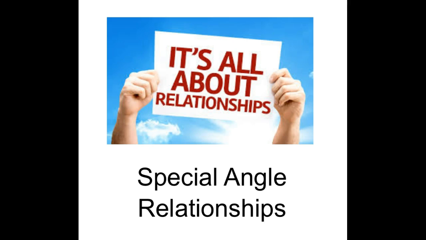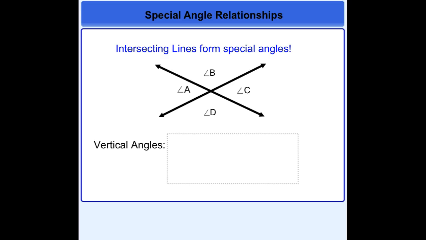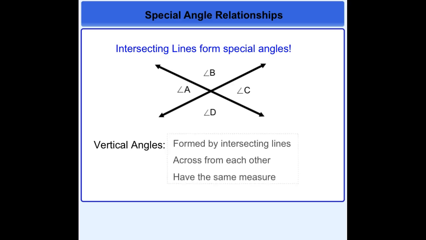The first special angle relationship that we're going to talk about is when you have two intersecting lines and they cross, they form what we call vertical angles. Our vertical angles are our angles that are across from one another, and they also have the same angle measure. So if angle A is 10 degrees, angle C would also be 10 degrees. They are across from one another.